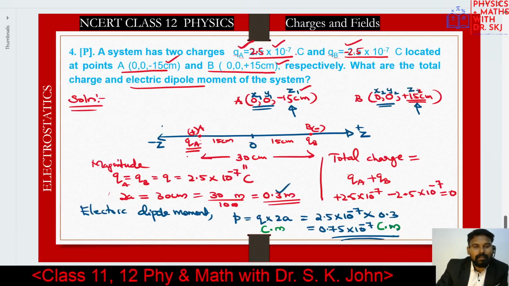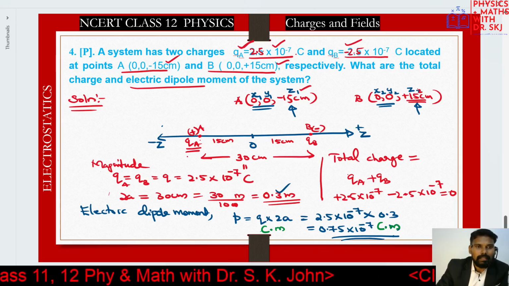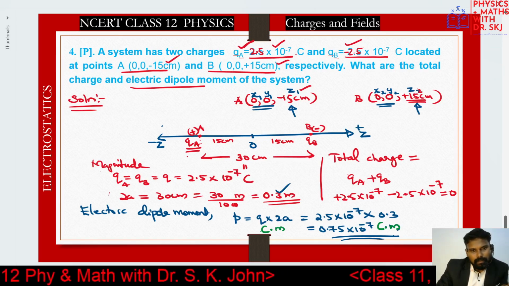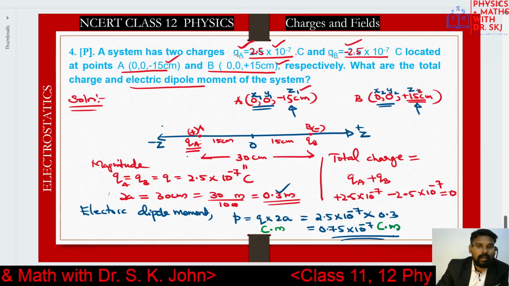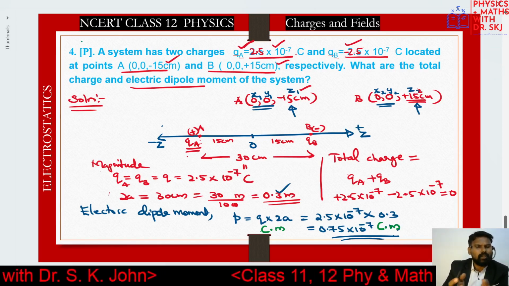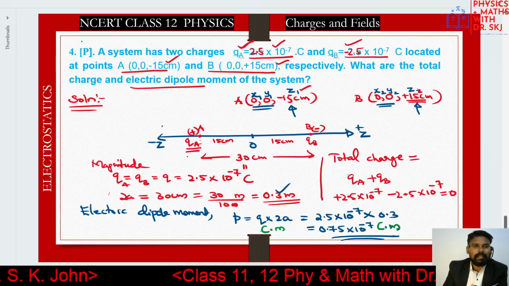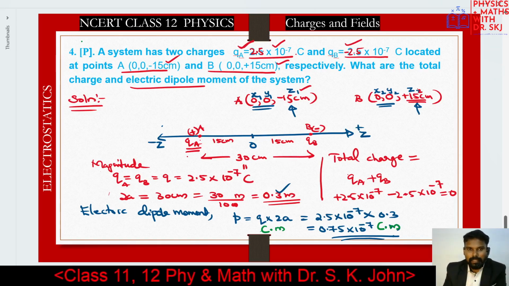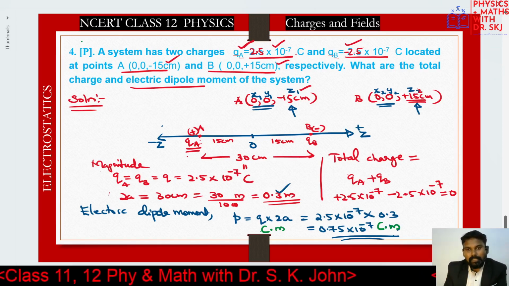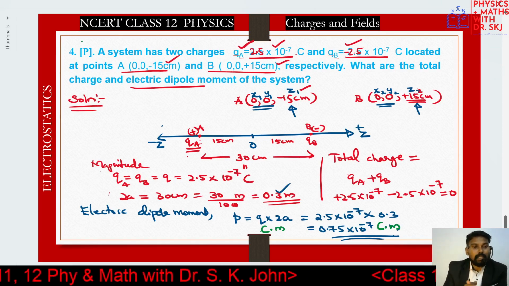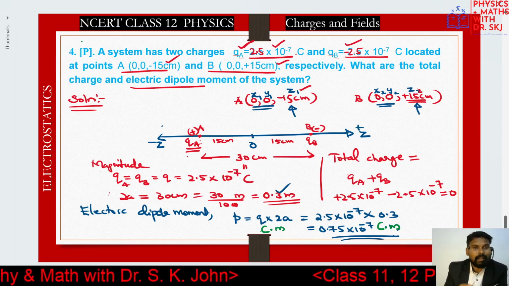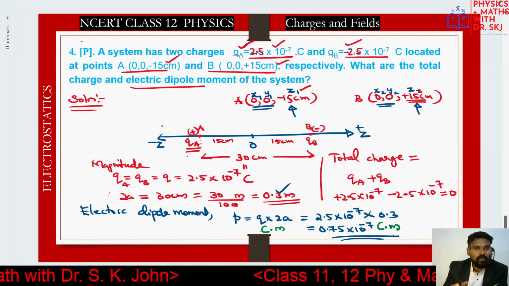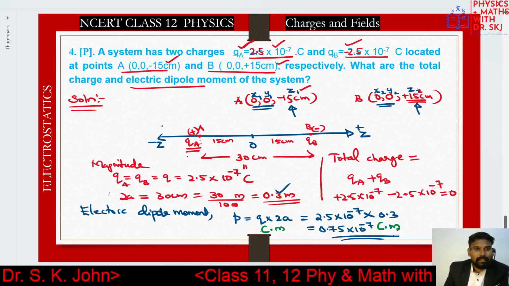Okay. Then we did this problem, how to calculate the dipole moment and net charge. Net charge is always 0 for a dipole. There is no need to calculate. If it is a dipole, the net charge is 0, because one charge is plus q and the other charge is minus q. So the net charge should be 0. And what about the dipole moment? We can calculate it using the formula q into 2a.